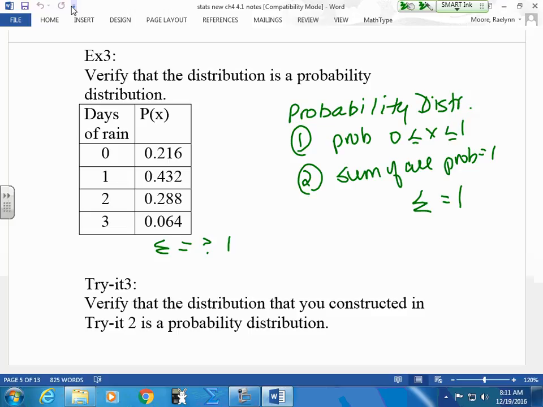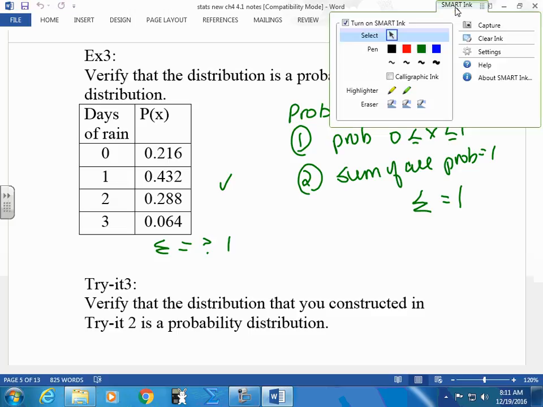Probability of the head is 1/2. Probability of the tail is 1/2. They add up to 1. So they do. So we say, good. This is a probability distribution. That's all we have to say. Try it too. If we constructed it, we know it's a probability, so we don't have to do that.